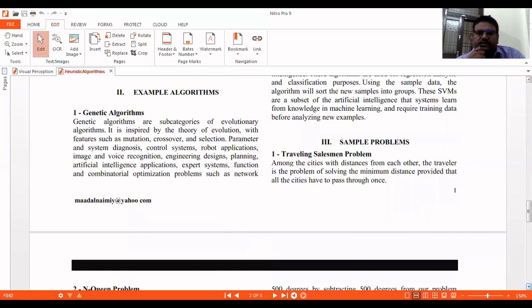Sample problems like the traveling salesman problem: among cities with distances from each other, the traveler has the problem of finding the minimum distance, provided that all the cities must be passed through once.